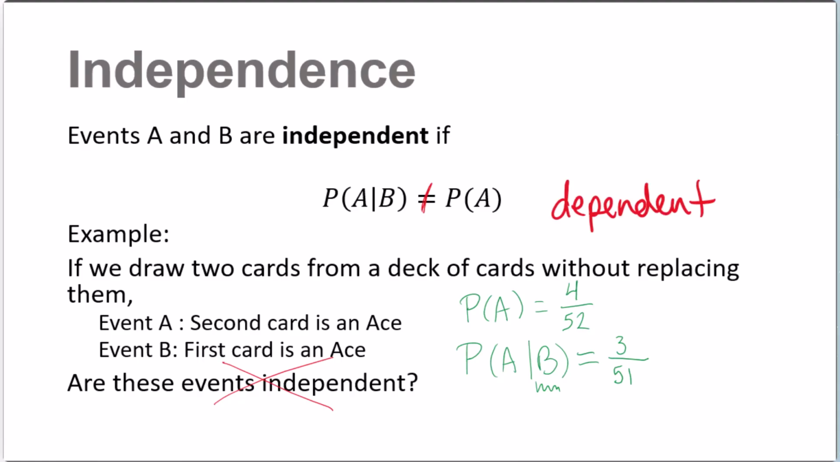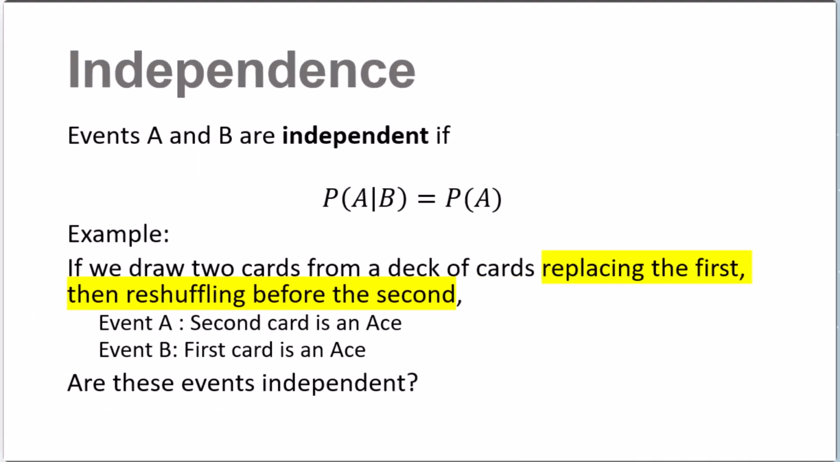Now I want to compare this to a slightly different scenario with almost the same events. Here I have the same events, second card is an ace and first card is an ace, but instead of drawing these cards without replacement, I'm going to draw the first card, put it back in the deck, reshuffle, and then draw the second. So in this case, if I compare the probability of A with the probability of A given B, the probability of A, just the probability that the second card is an ace, is the same as what we saw before. The context doesn't really change. This would be 4 out of 52.